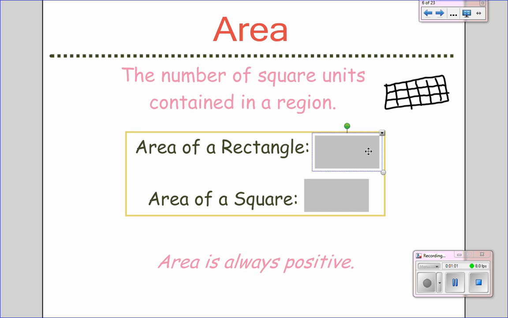So the area of a rectangle is length times width. So if the length was 6 units and the width was 3, it would be 6 times 3 is 18. And as you can see, there's 18 units inside of this rectangle.